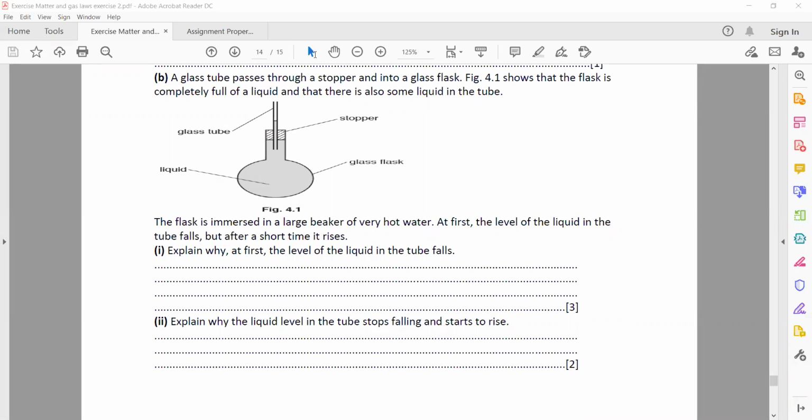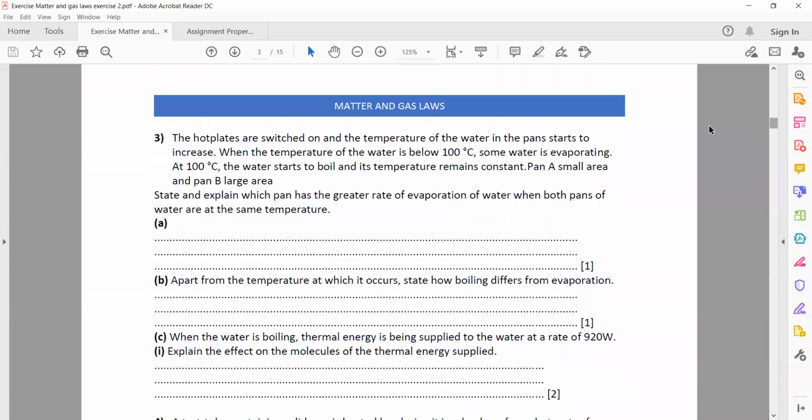Three A. The hot plate was switched on and the temperature of the water in the pan starts to increase. When the temperature of the water is below 100, some of the water evaporates. At 100, the water starts to boil and its temperature remains constant. Pan A has a small area compared to pan B. State and explain which pan has the greatest rate of evaporation when both pans of water are at the same temperature.